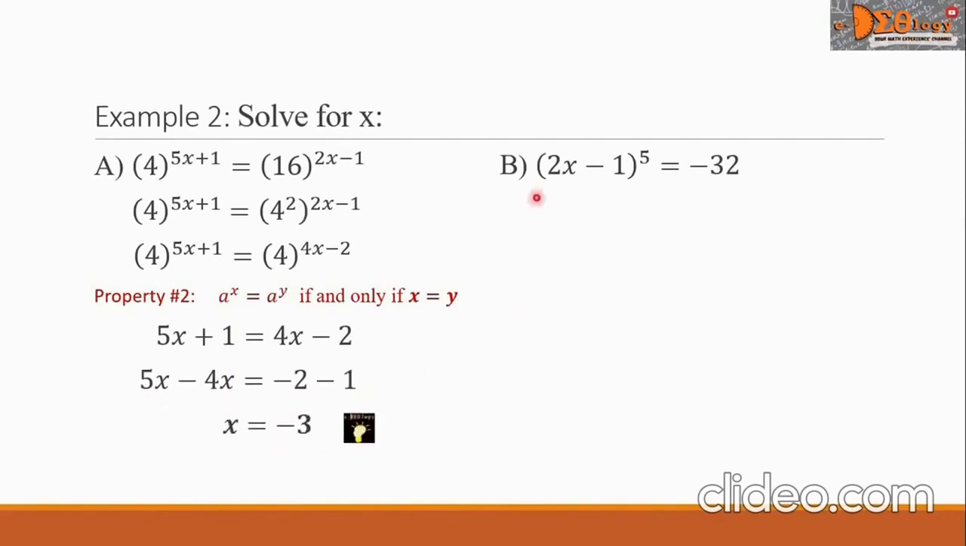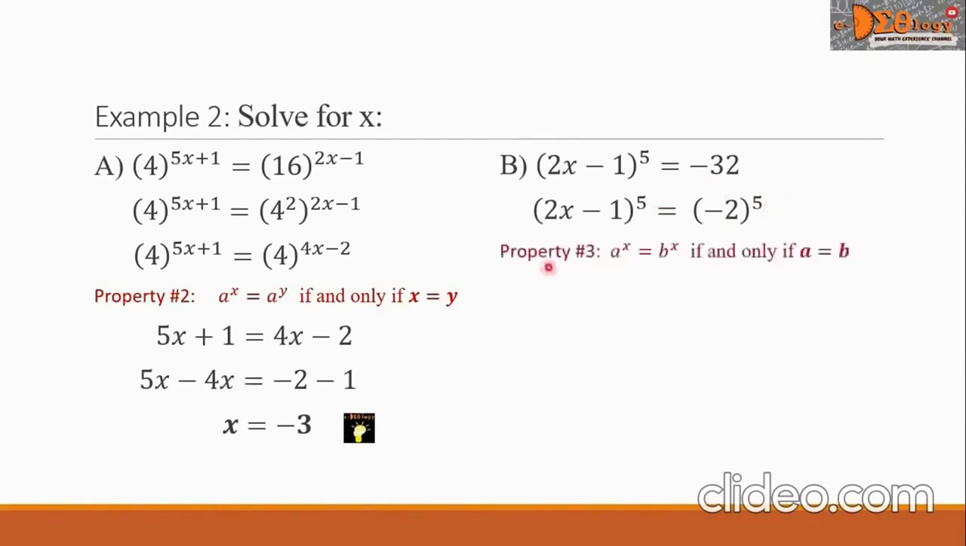Let's go to problem B. The quantity 2x minus 1 raised to 5 equals negative 32. I know that this negative 32 can be written as negative 2 raised to power 5. And if I do this, I can observe that the exponent here, which is 5, and the exponent here, which is now 5, are now equal.